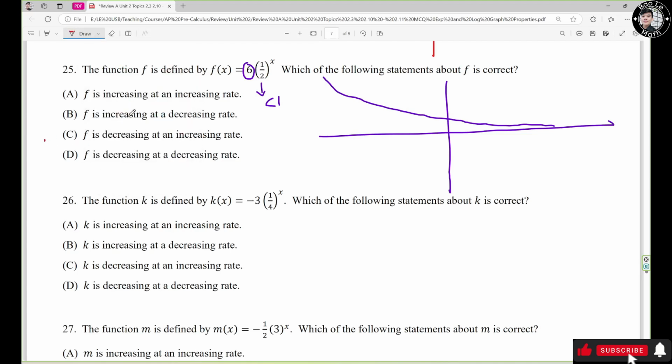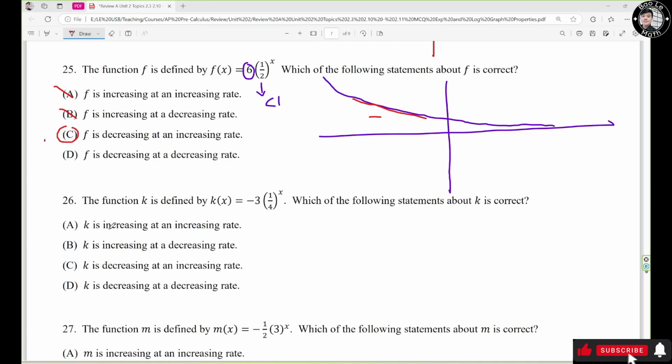Now, we need to know if the function is increasing or decreasing. Draw the tangent line, right? So the slope is negative. The function is decreasing, right? So eliminate A and B. Since the function is concave up, the rate of change is increasing, right? So the answer choice C is correct.